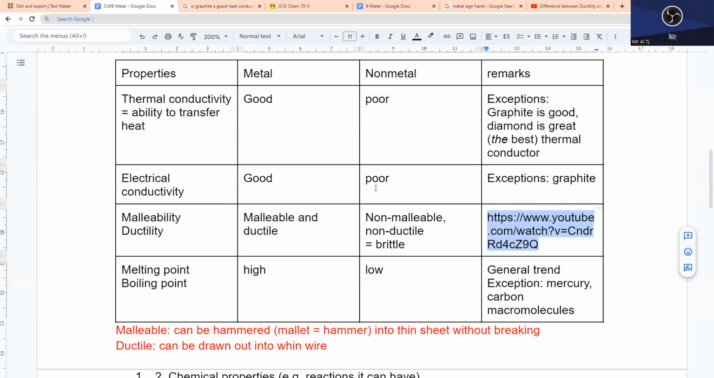The last property that can be used to distinguish between metal and non-metal is the boiling point and melting point. In general, metal is going to have a high melting and boiling point. That's why most metal, we're going to have them in solid condition. They don't even melt, let alone boil.